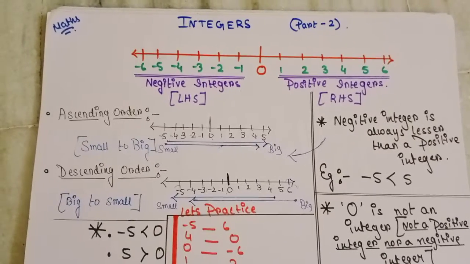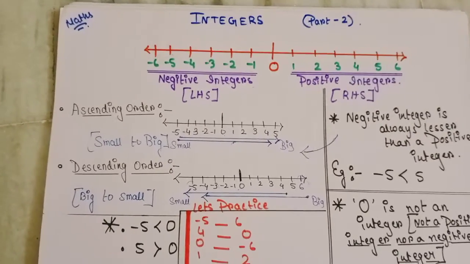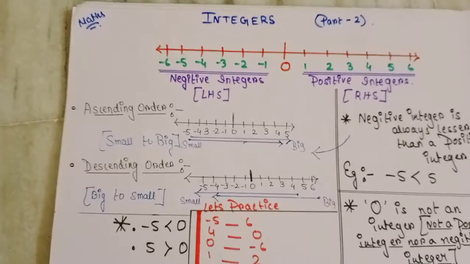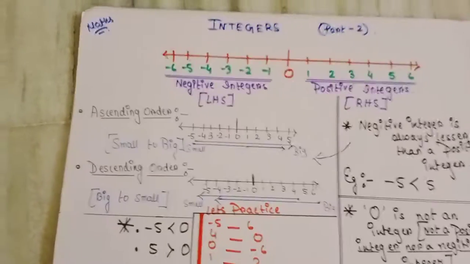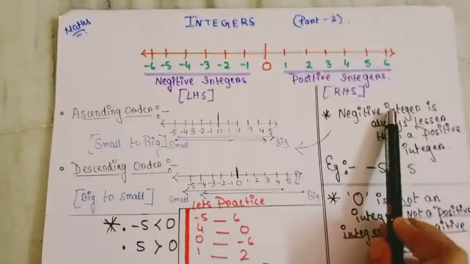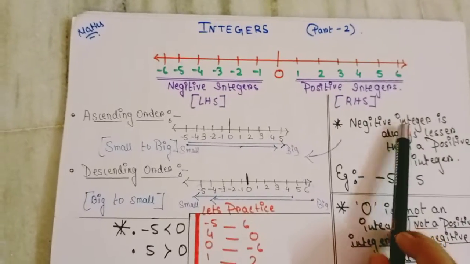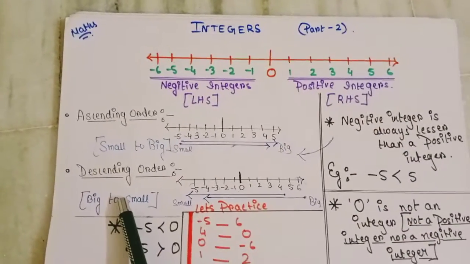In Part 1, we learned what integers are, what negative integers are, what positive integers are, what LHS is, and what RHS is. Today we are going to learn ascending order and descending order in brief.